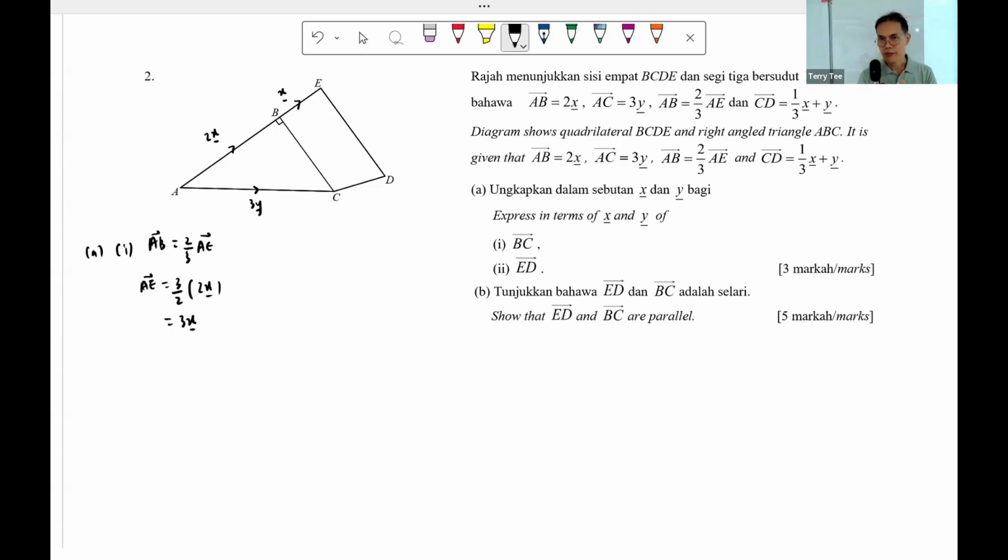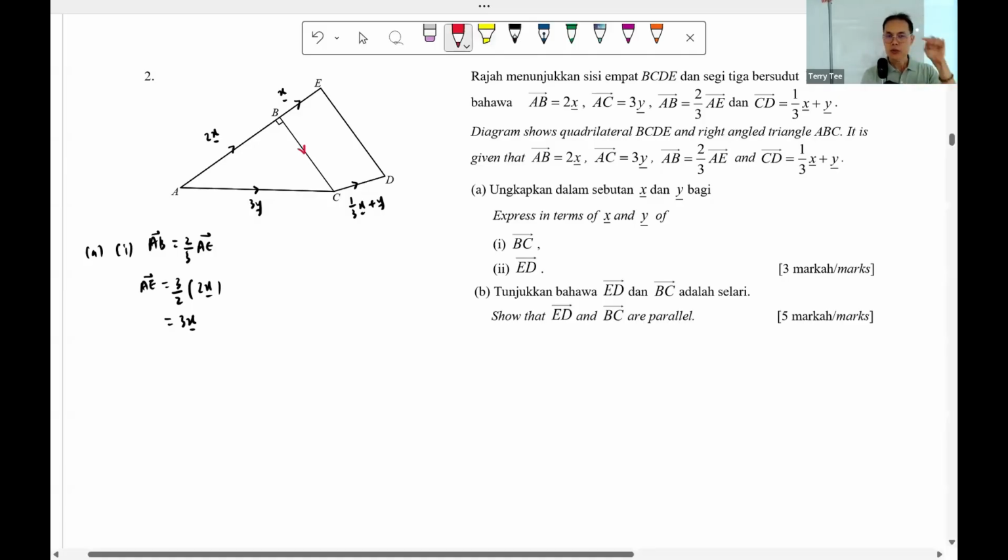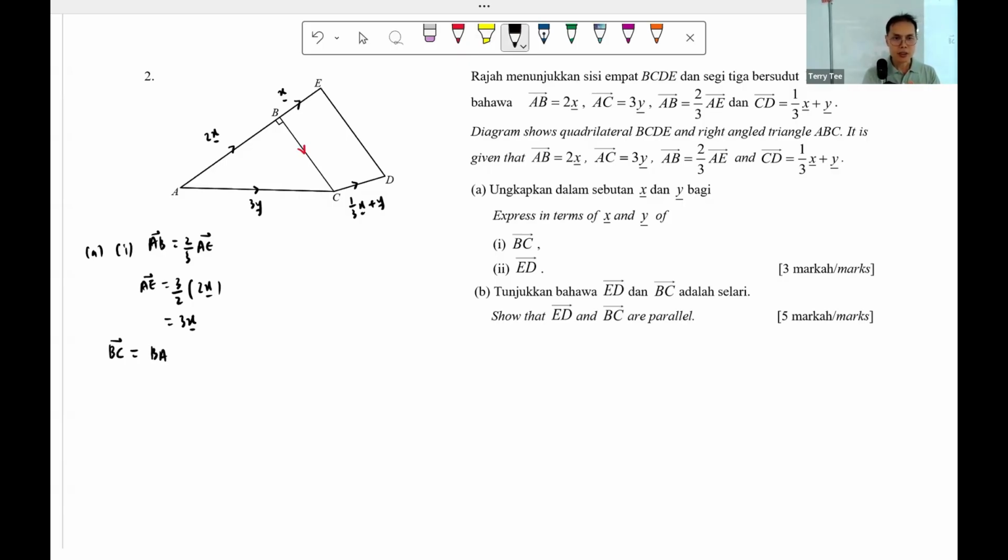Now, what else do you have? CD is here. It is 1/3 x plus y. Okay, so first thing you want to find is BC. So BC is measured from here to here. I'm going from B to A to C. All right, so let me write BC as B to A to C.